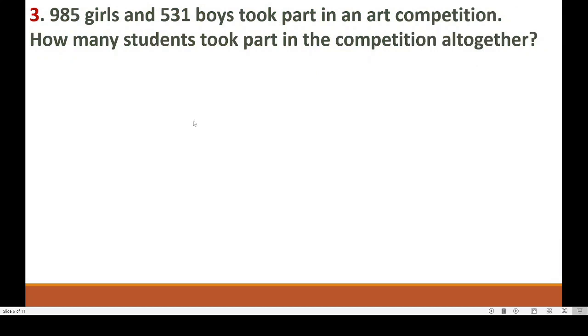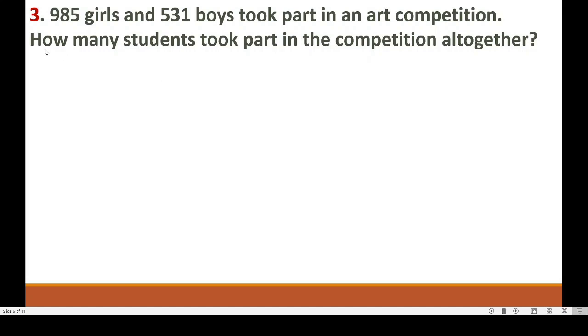Next, see, this is third sum. 985 girls and 531 boys took part in an art competition. Okay, you know competition, right? Art competition means drawing competition or singing. Okay, how many girls and how many boys participated? 985 girls and 531 boys, they participated in art competition.